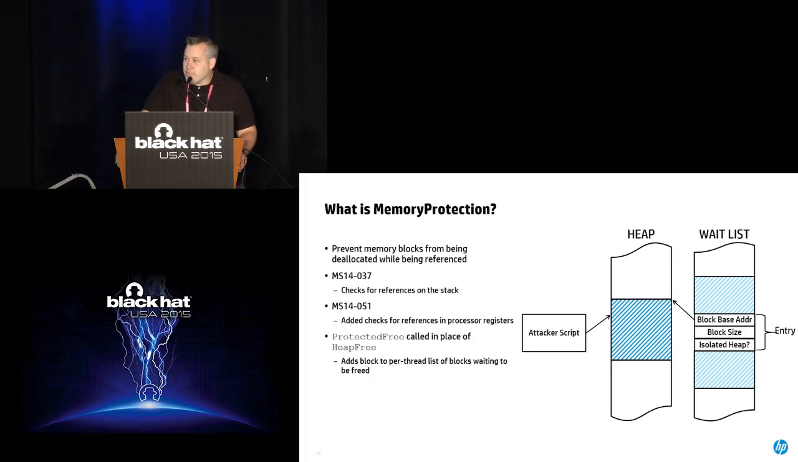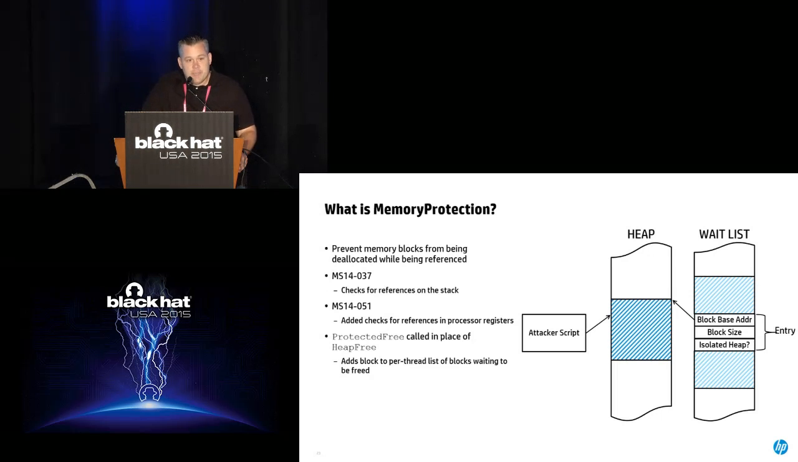So we started taking a deeper look, and we noticed that Microsoft had implemented memory protection. So what exactly is memory protection? Well, memory protection is a delayed freeing mechanism that prevents blocks from being deallocated while they're being referenced on the stack. It keeps these blocks in an unusable but allocated condition and adds them to a wait list. Every so often, a reclamation process will occur which will traverse the wait list and see if there are still references to the blocks, and if there are no references, it will free that block at the heap manager level.